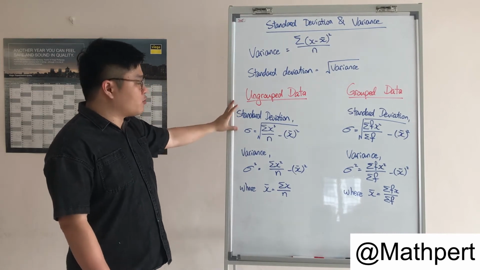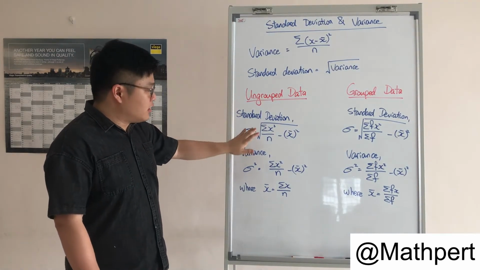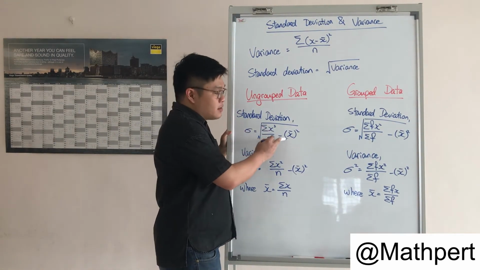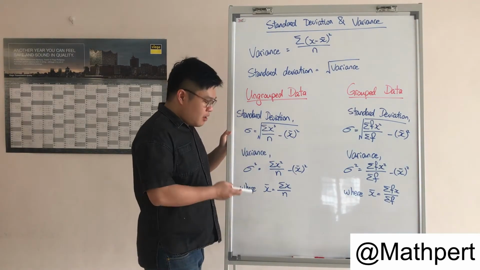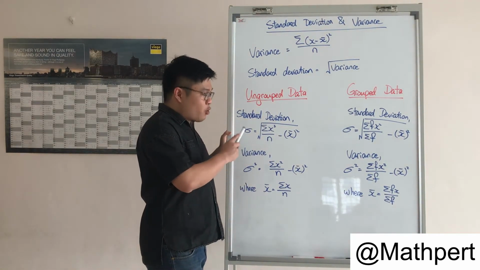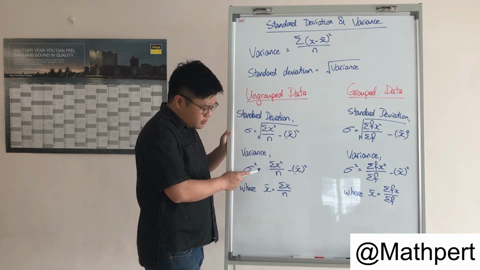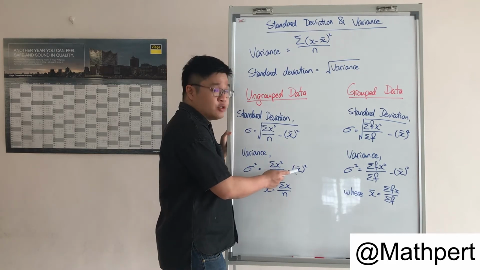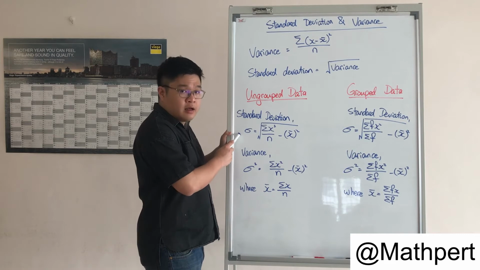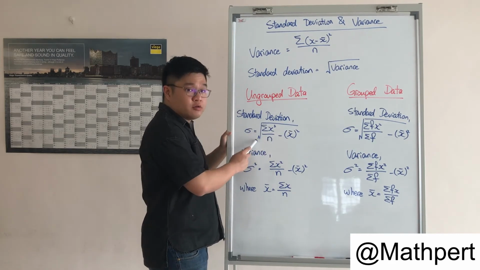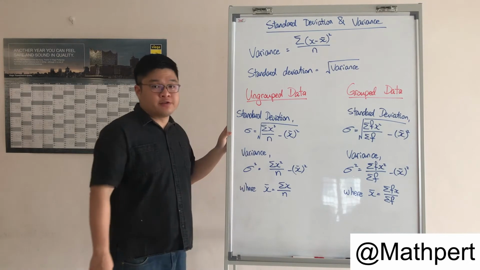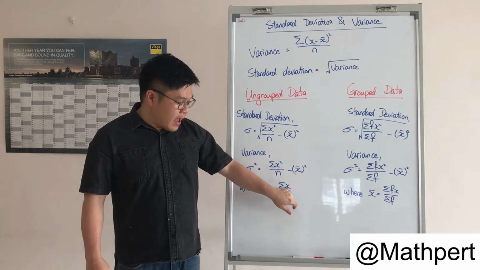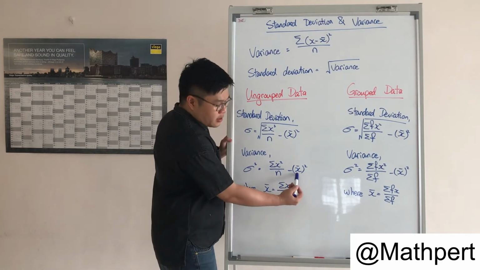For standard deviation in ungrouped data, the standard deviation is equal to the square root of summation of x squared divided by n, minus mean squared. Whereas the variance is the square of standard deviation, which is equal to summation of x squared over n minus mean squared. Notice that in these two formulas, the only difference is the square root. The square root is removed from the variance formula. And the mean is equal to summation of x over n. This is the mean over here.